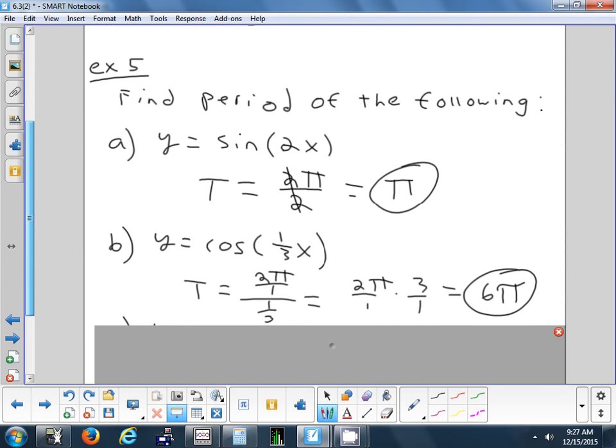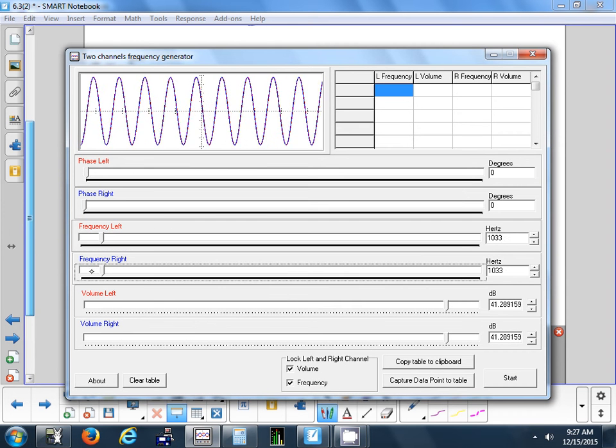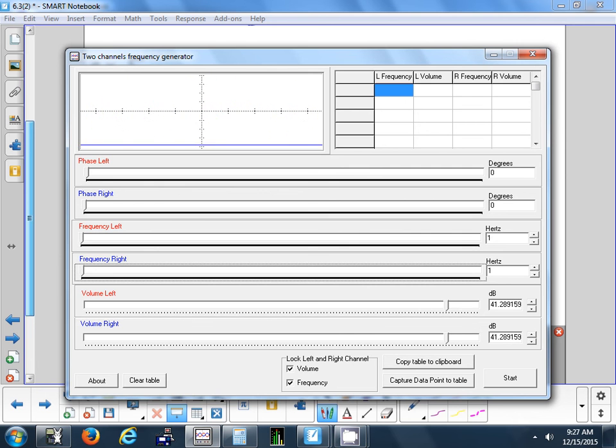Now this graph is going to look very stretched out. It's going to look more like that. No, not like that. Like that. Okay, it's been stretched out.